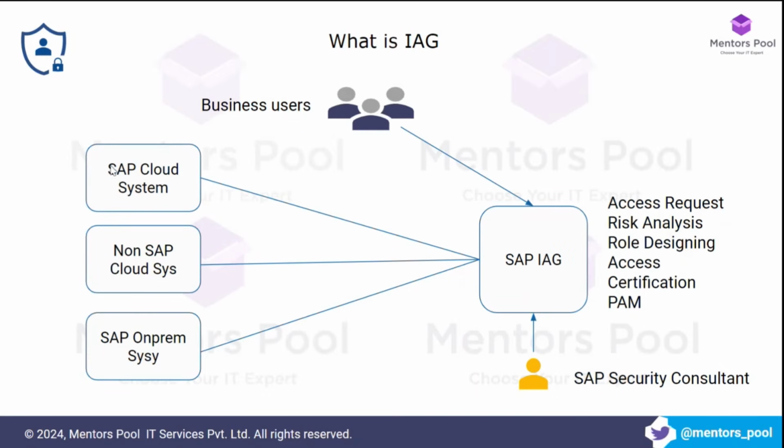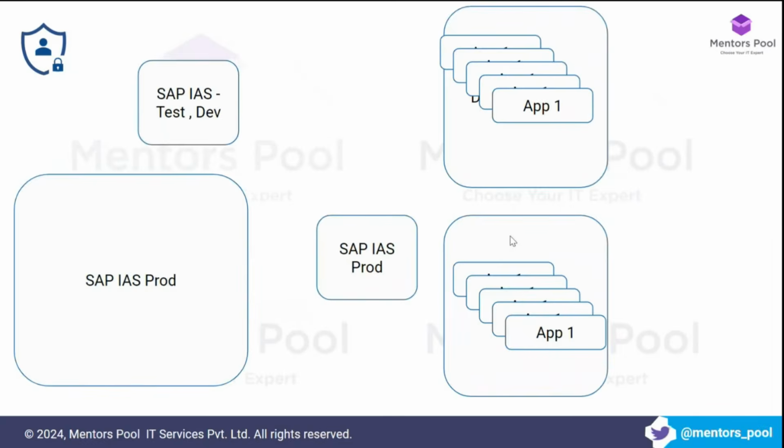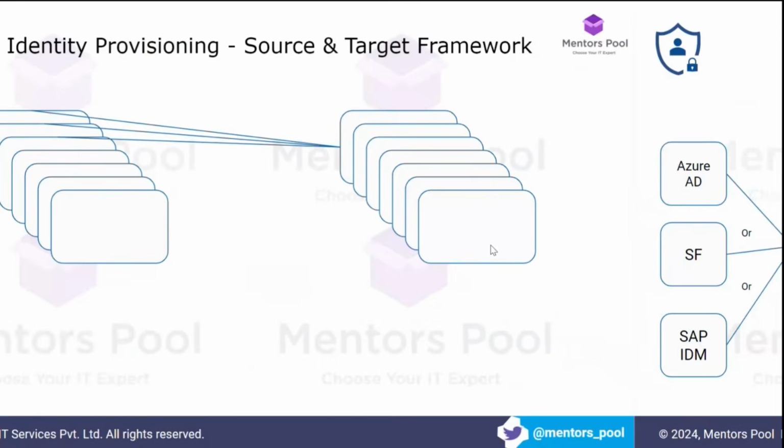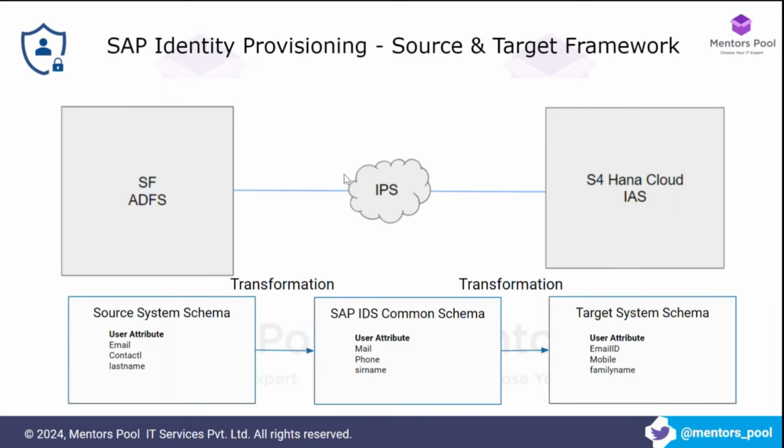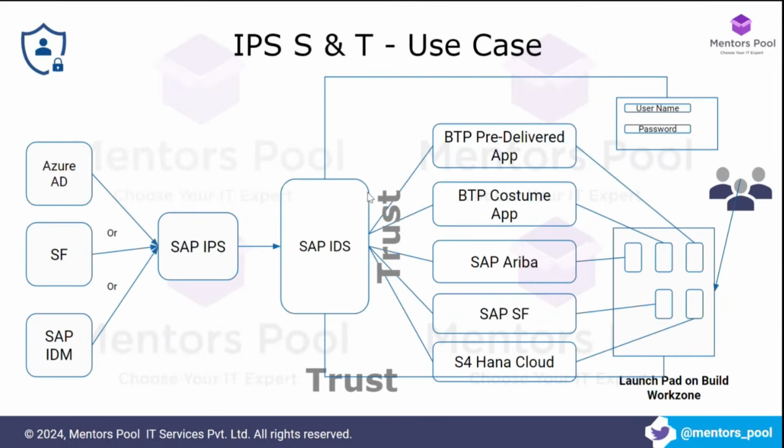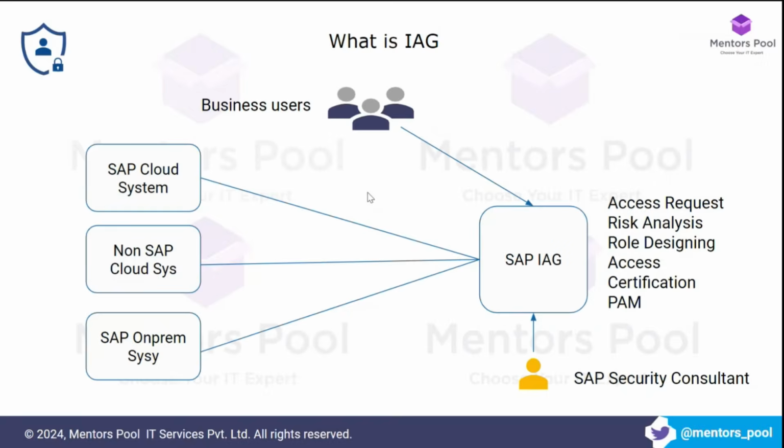IPS's job is only to go and provision. IPS is not triggering the job here, but in the source and target framework IPS was triggering the job. Because IPS is underutilized here, it is not doing its complete job. IAG is triggering the job request, and IPS is doing only provisioning.